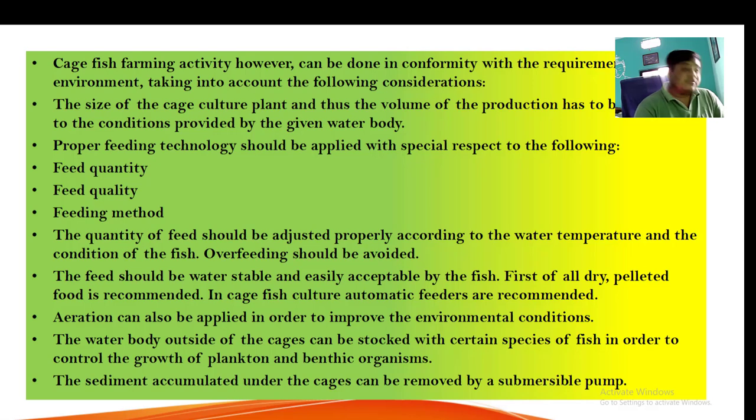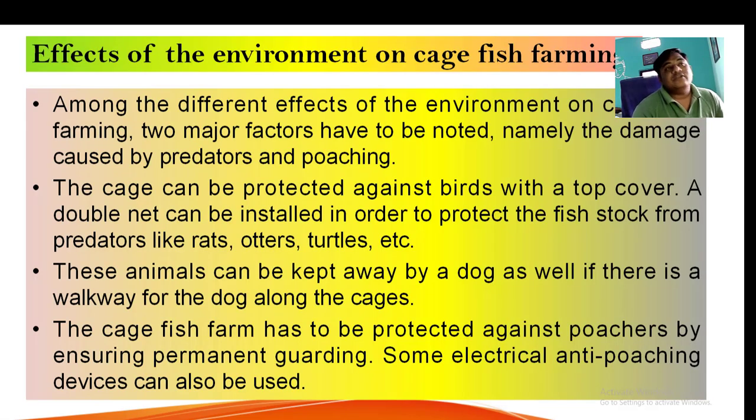We can use a submersible pump also. So, effects of environment on cage farming, what type of effects are there? Among the different effects of the environment on cage farming, two major factors have been noted, namely the damage caused by the predators and poaching.